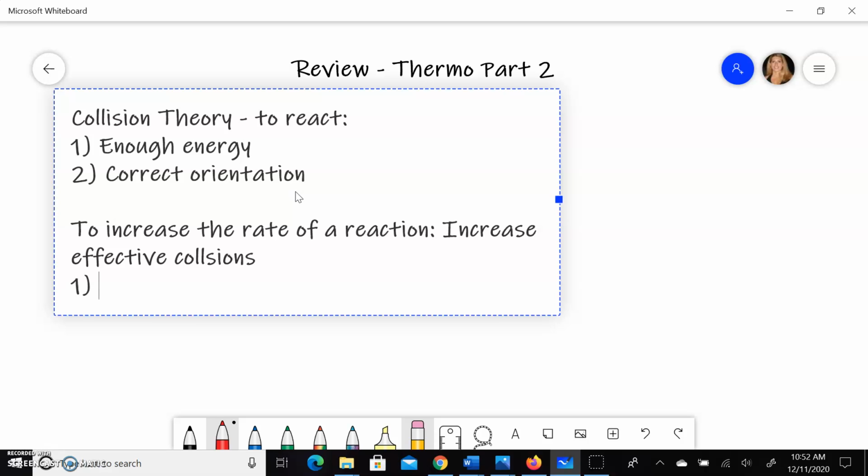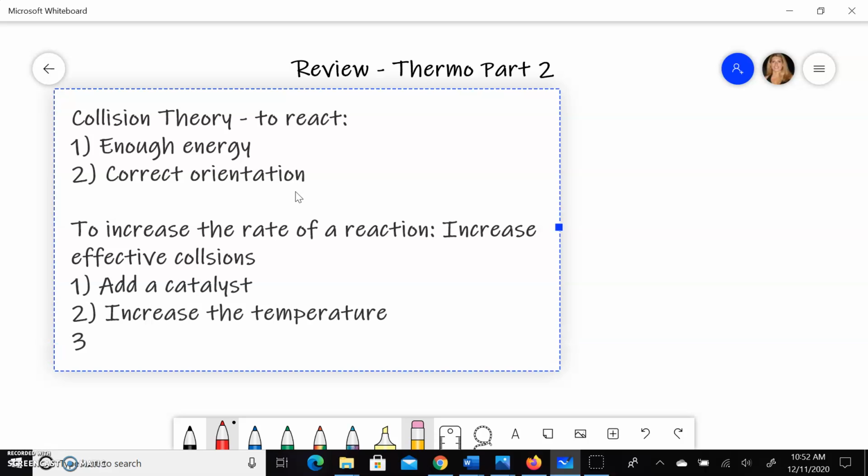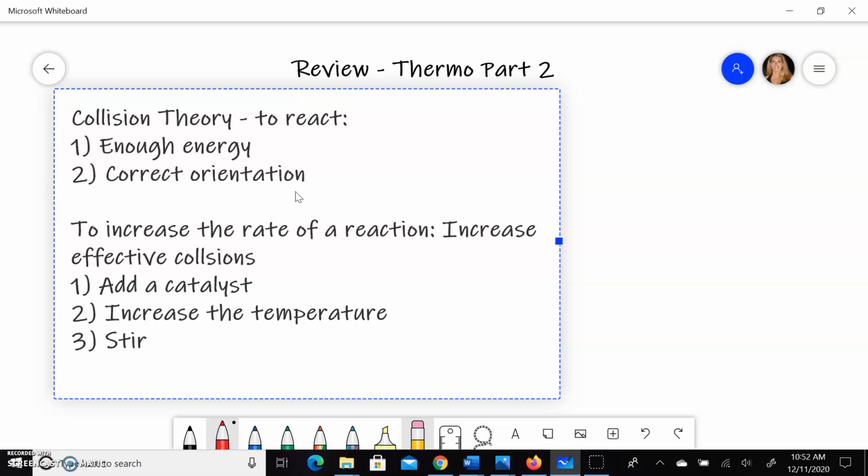You could add a catalyst that will decrease the activation energy, so more particles will have enough energy to get over the hill. You could increase the temperature. That would give more particles enough energy to get over the hill, so more of them would be likely to turn into products. You could stir it, which would just create more collisions, so you're more likely to get more effective collisions. And you could increase the surface area.